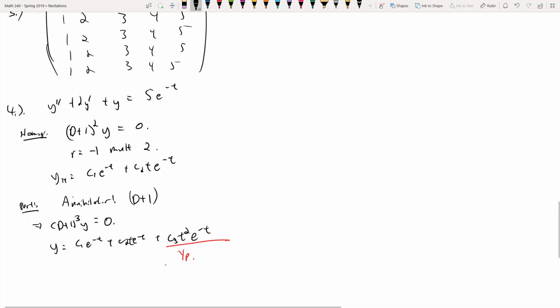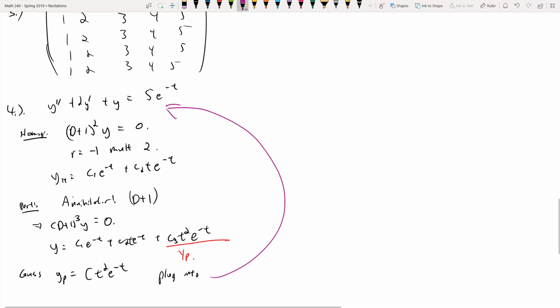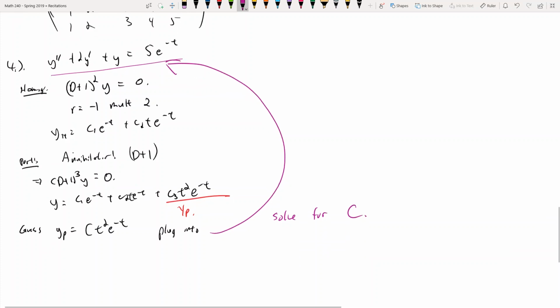Okay, so we guess that yp is equal to some constant c times t squared e to the negative t, and then we plug this back into the equation up here, and we solve for c. Okay, fairly standard stuff, fairly easy because we just did this. I think the one on our midterm is a lot harder than the one on here, right? Because there are three terms.